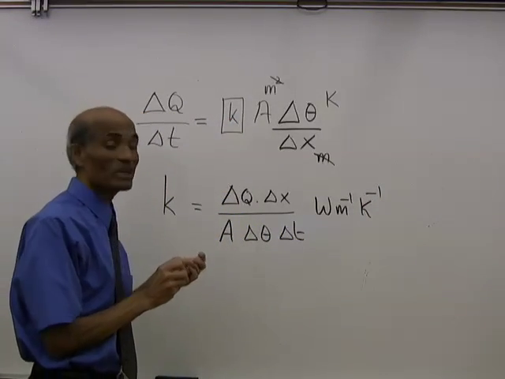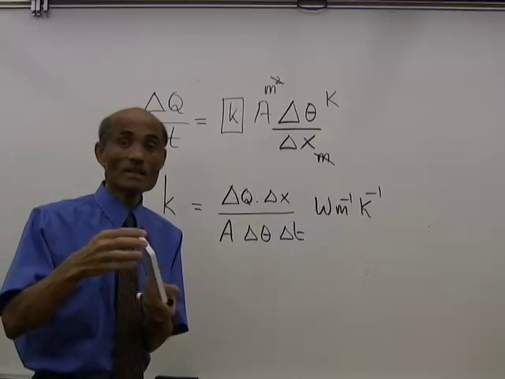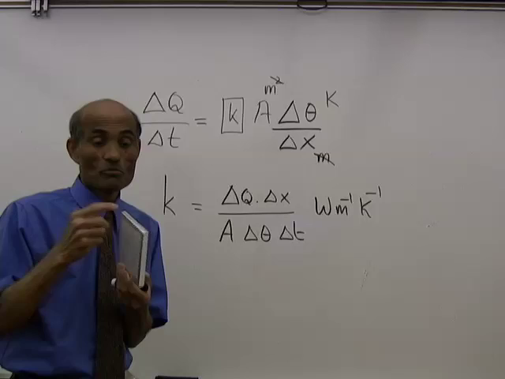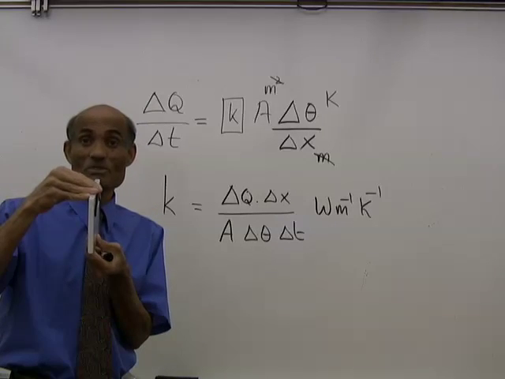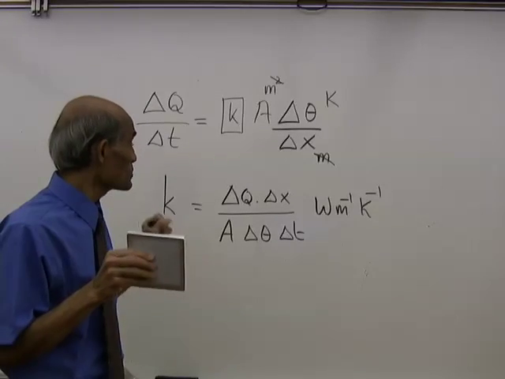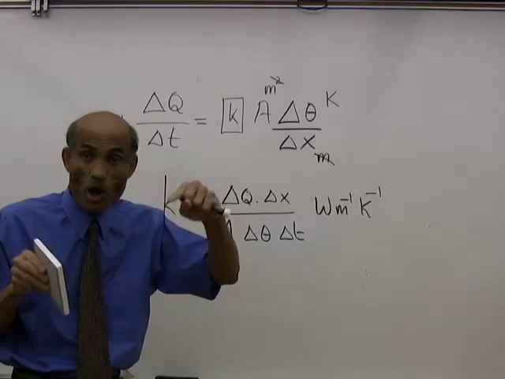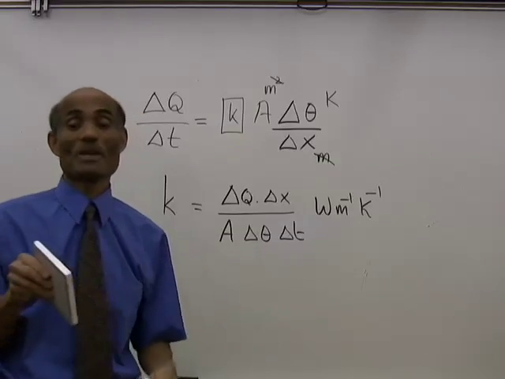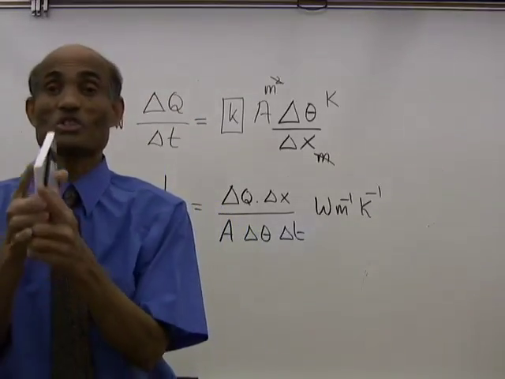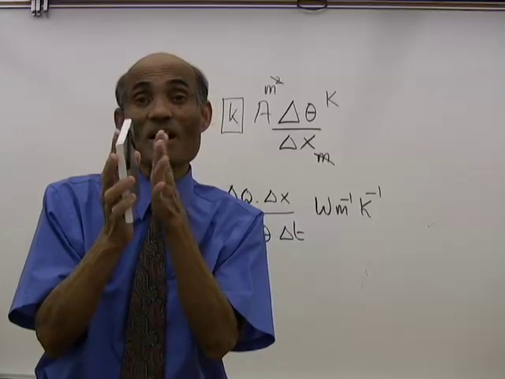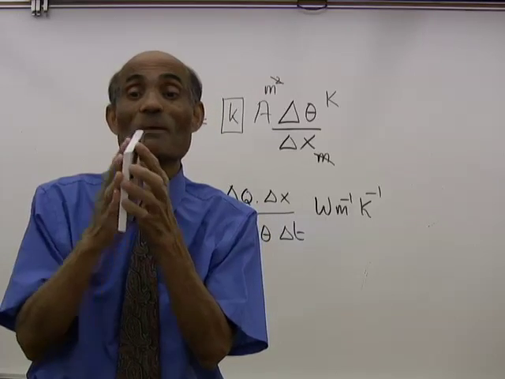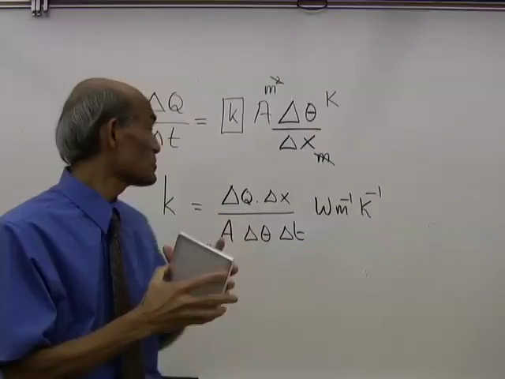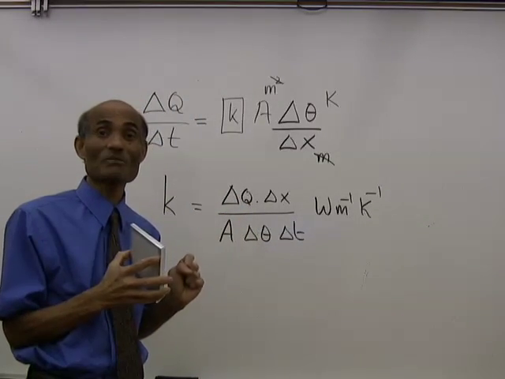So what are the things that we need to measure? We need to measure delta Q, the thickness of each material, delta x. We need to measure the area of the ice block. I will tell you how to measure it. We need to measure delta theta. Now, in our experiment, one side will be ice and the other side will be steam. That means our delta theta will be 100 Kelvin. So you can use delta theta to be 100 Kelvin.